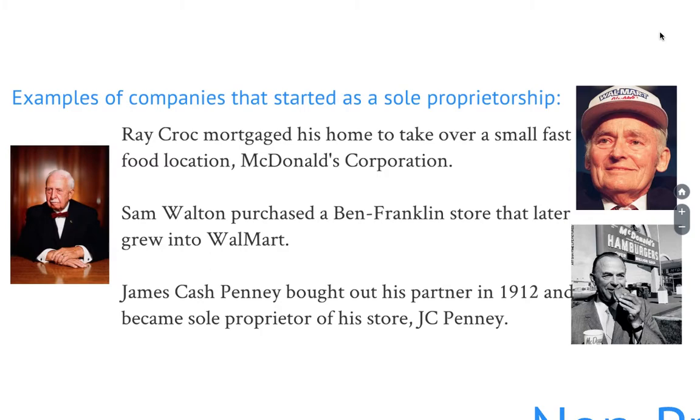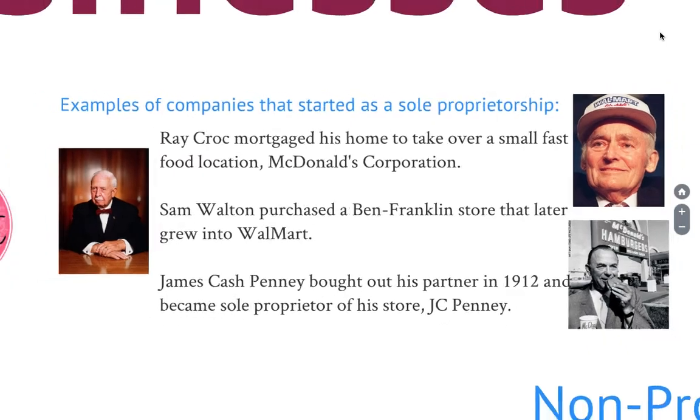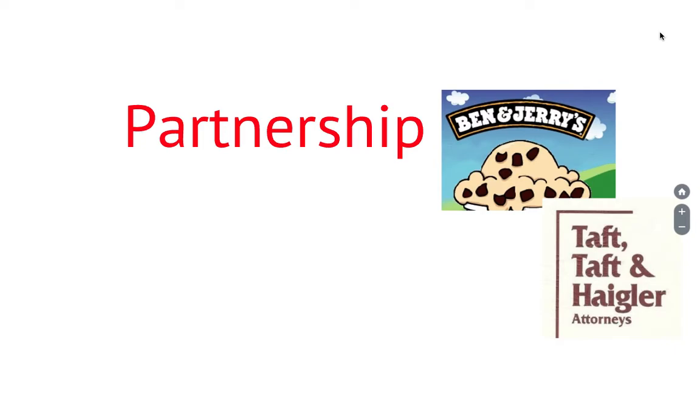Here are 3 examples of companies that started as a sole proprietorship but are now corporations. Ray Kroc bought a local fast food restaurant and made McDonald's. Sam Walton bought a Ben Franklin store that later became Walmart. James Cash Penney bought his partner out in 1912 and became the sole proprietor of J.C. Penney. That's how you get the name, James Cash, J.C. Those are examples of companies that are now corporations that started as sole proprietorships.